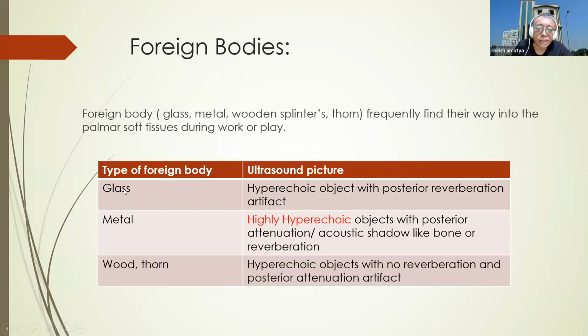If the foreign body is glass, we can see a hyperechoic object with posterior reverberation artifact, which I'll be showing you in the slide. If it's metal, then the metal will be highly hyperechoic, and there can be either acoustic shadow like we see in bone, or there can be reverberation. And if the foreign body is wood or a thorn inside the hand, then it is also hyperechoic, but there will be no reverberation or acoustic shadow formed by the wood or the thorn.